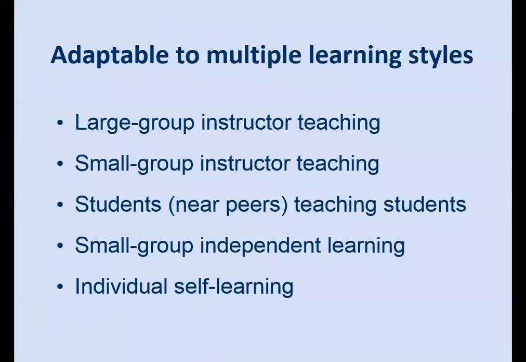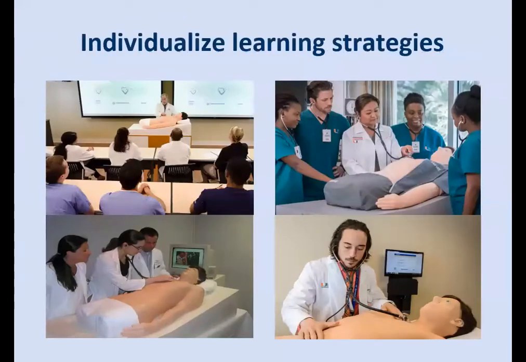So the idea is that we want to have adaptable, multiple learning strategies for all, and to do this, we use large group instructor teaching, small group instructor teaching, and, in some cases, near peers. For example, second year students teaching the first year students in small group sessions, and small group independent learning, where the students would go in groups typically no greater than 6, which is what we like to keep here for small group sessions, and individual self-learning, because ultimately each one will learn at a different pace.